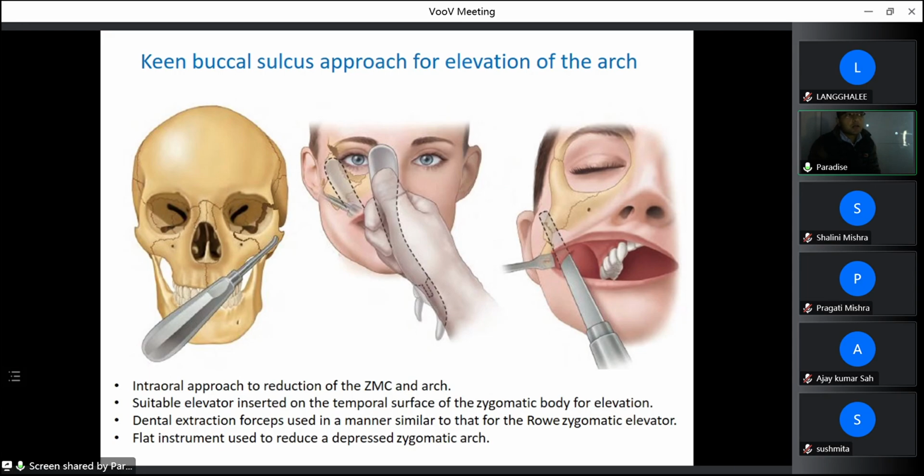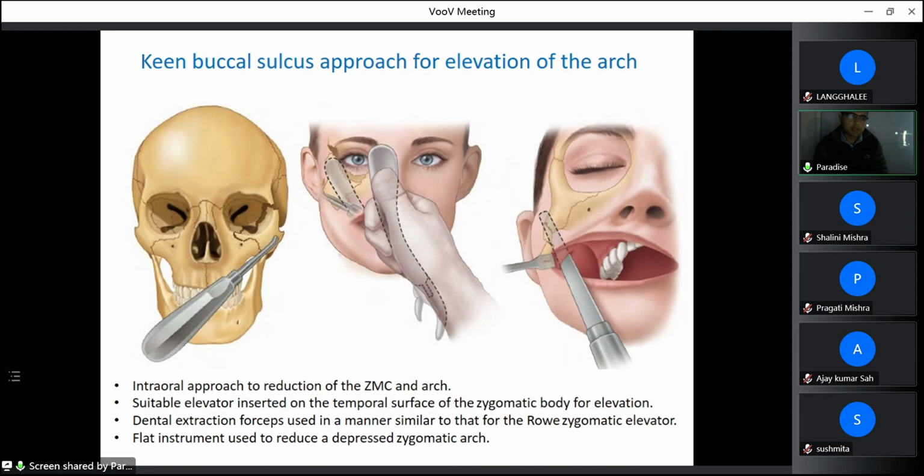In this case also, you have to give the incision from the canine area to the posterior region, and you have to insert your instrument supraperiosteally, because if you insert your instrument below the periosteum, you will enter into the deeper structures. You can't reach the zygomatic arch. So supraperiosteal dissection is done. You can use a Rowe zygomatic elevator, or you can use any forceps. Even extraction forceps can be used.